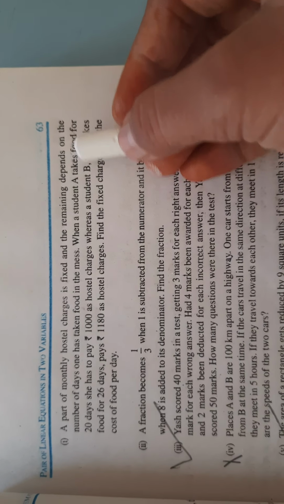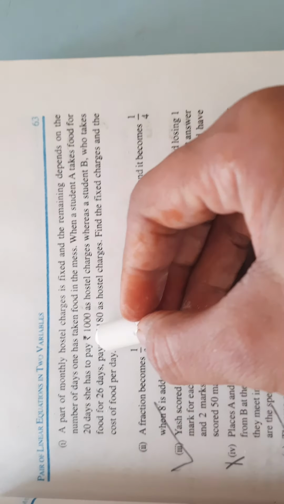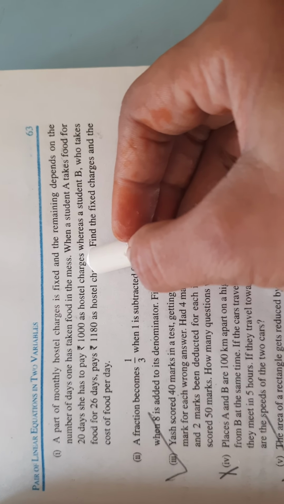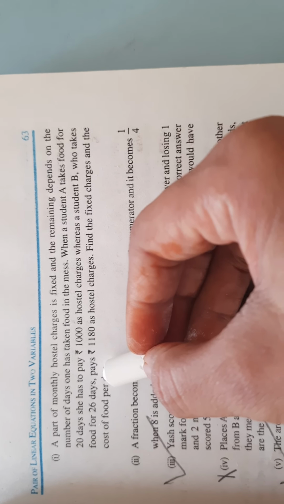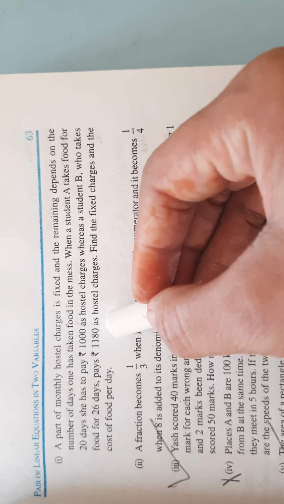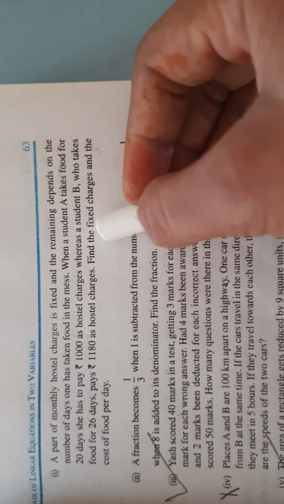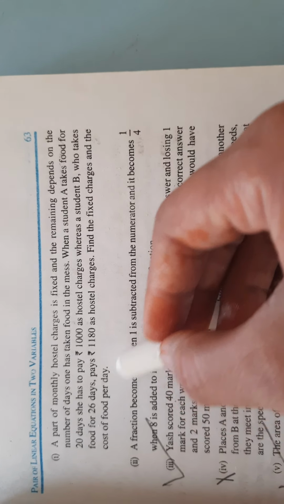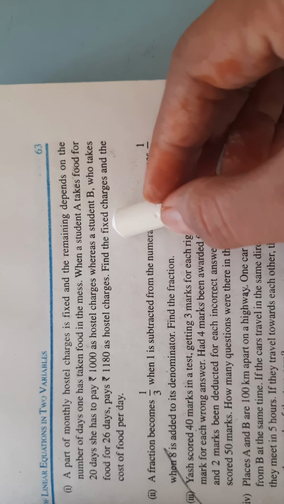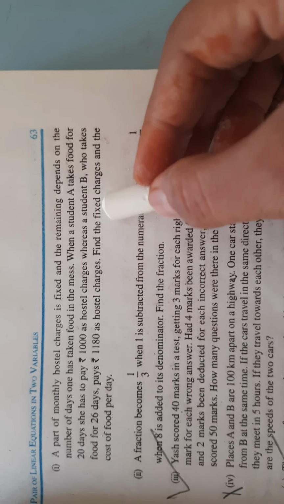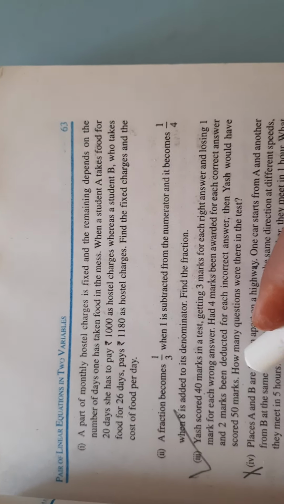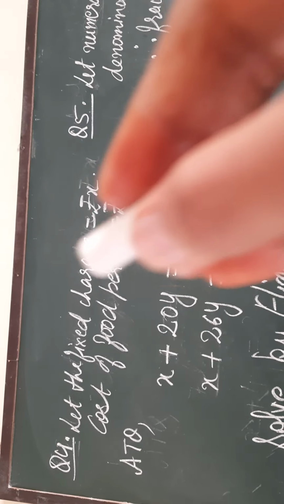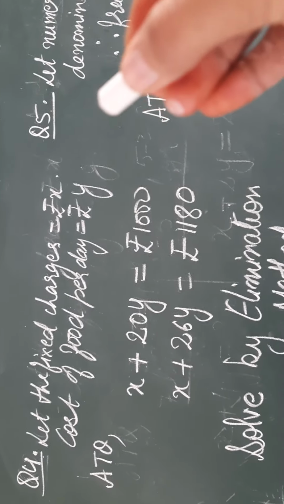When a student A takes food for 20 days, she has to pay ₹1000 as hostel charges. Whereas a student B who takes food for 26 days pays ₹1180 as hostel charges. Find the fixed charge and the cost of food per day. Dear students, start your equation from here as I told you earlier. Let the fixed charges be x and cost of food per day be y.